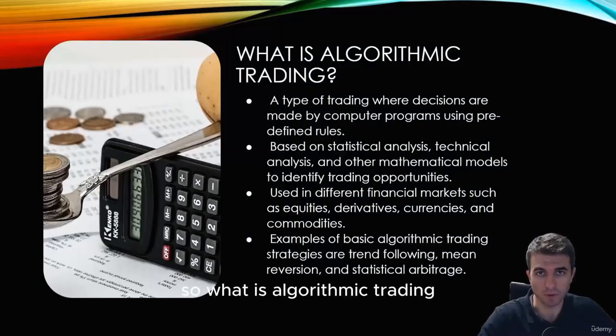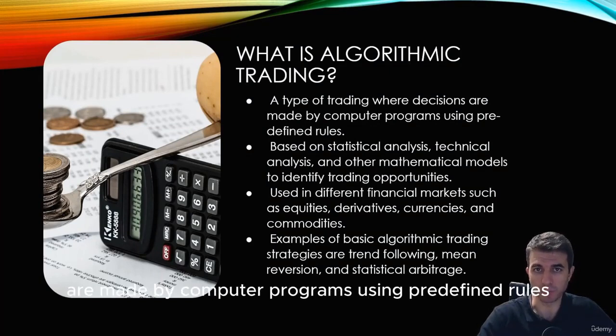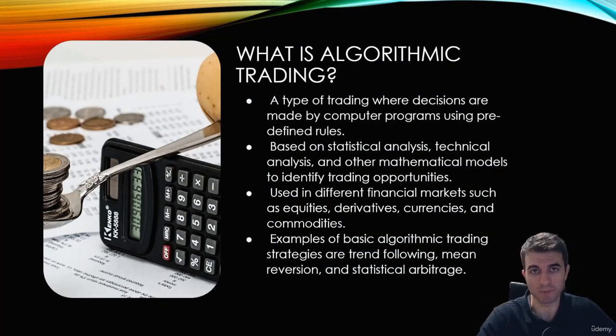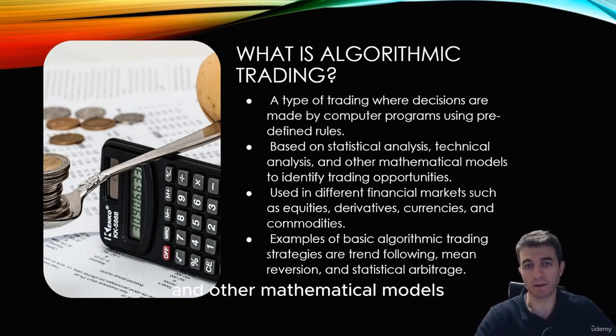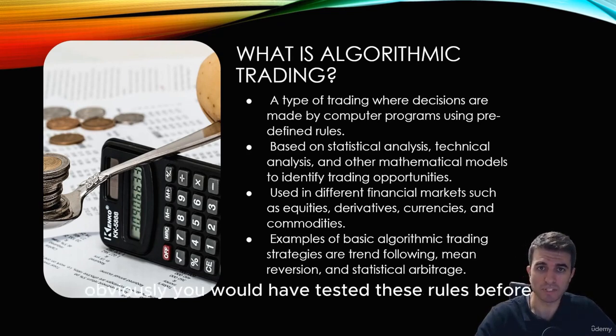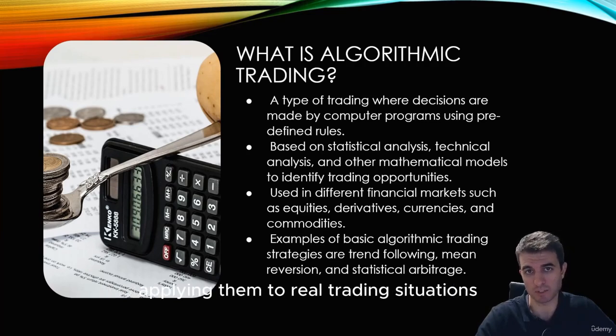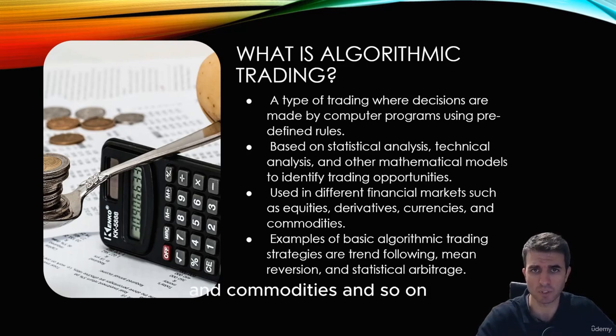So what is algorithmic trading? It's a type of trading where decisions are made by computer programs using predefined rules. These rules are based on statistical analysis, technical analysis, and other mathematical models to identify trading opportunities. Obviously, you would have tested these rules before applying them to real trading situations. And algorithmic trading can be used in different financial markets such as equities, derivatives, forex, currencies, and commodities, and so on. So there is no restrictions from this point.